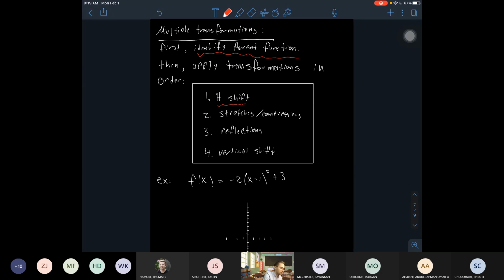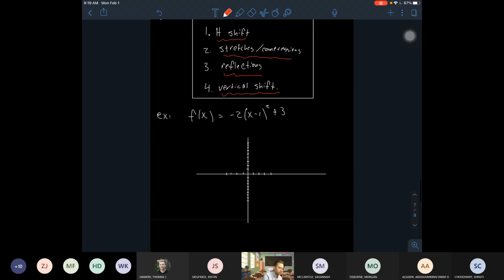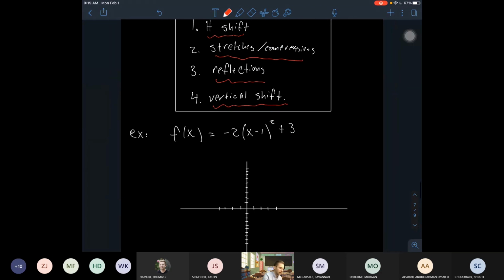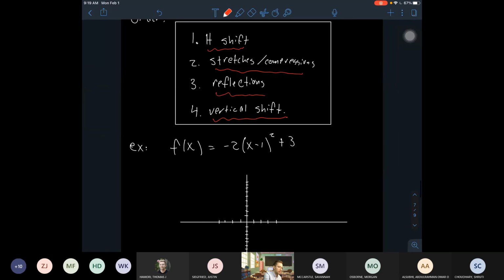Then we're going to do horizontal shifts, then stretches and compressions, then any reflections, and then any vertical shifts we have. So in our last minute here, I'll do this example. Here we have a function f of x equals -2 times (x minus 1) squared plus 3.